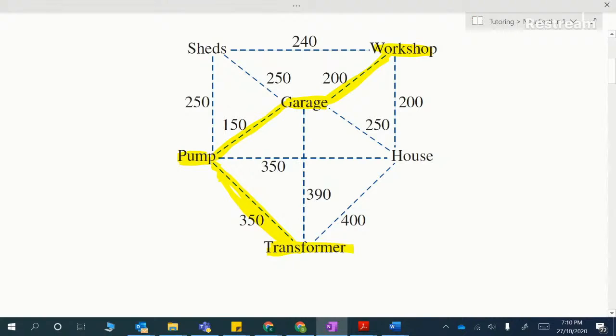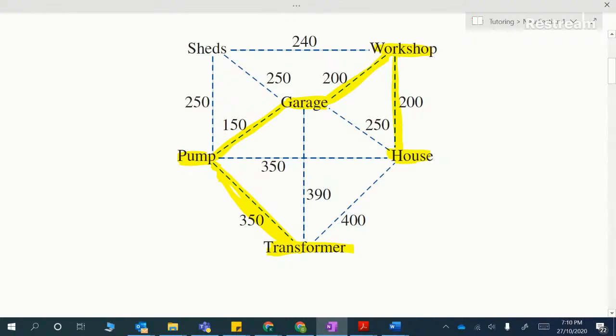So I just have two more to add to the tree. I've got the house that I can connect at 200, 250, 350, or 400. And I've got the shed at 240, 250, or 250 over here. It looks like this one here, the 200 connection, is the smallest, so I'm going to do that. Now, remember, I'm only connecting unconnected nodes. There's no point putting in any other paths once everything's connected.